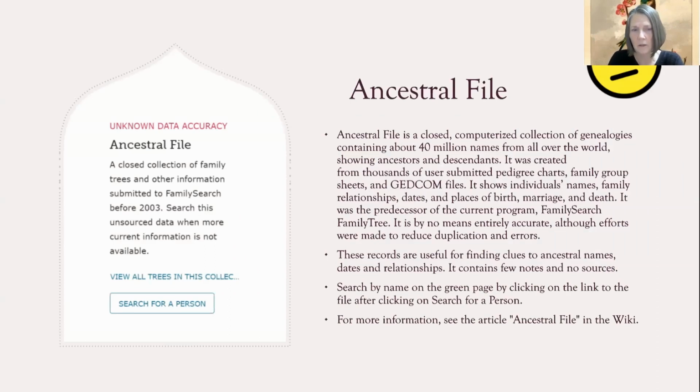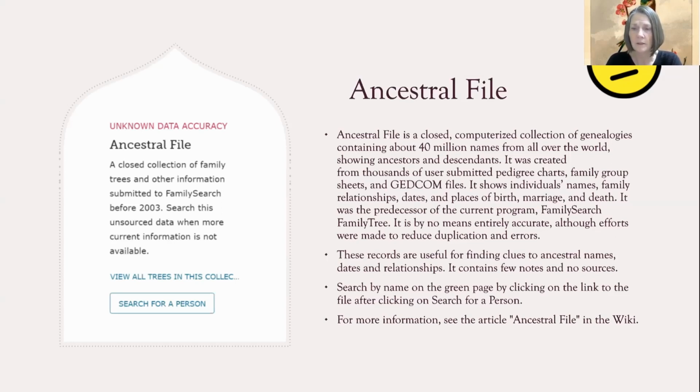Now, the ancestral file, this is what FamilySearch was based on. Okay, this is a closed collection of family trees and other information submitted to FamilySearch before 2003. So this is very old information. Doesn't mean it's necessarily inaccurate. Doesn't mean it's necessarily accurate. Okay, I found a lot of information that my relatives did in the 1950s and 40s and 60s that just wasn't right. They did the best they could, but they didn't have all the information we have, so it wasn't all of it right. But it does have about 40 million names.